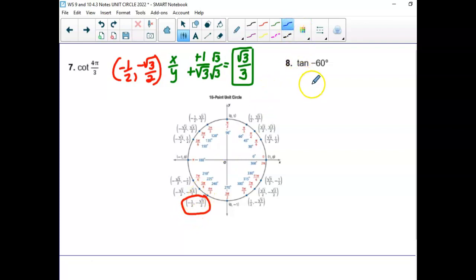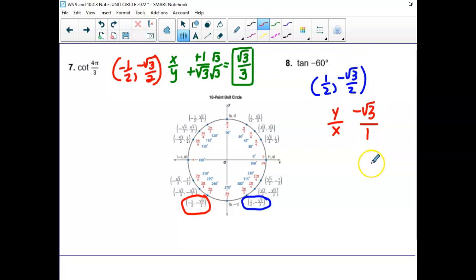Can you find negative 60? Yeah, it's at 300 down here. So the ordered pair is 1/2, negative square root of 3 over 2. And tangent is y over x. So if I put the y value over the x value, what is that going to become? I don't have to worry about the denominators. I just get negative square root of 3.